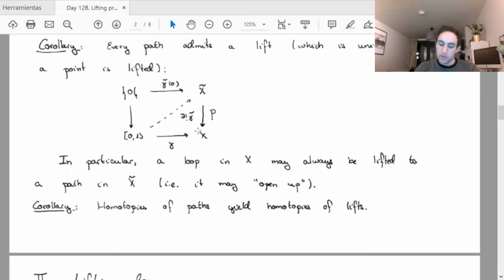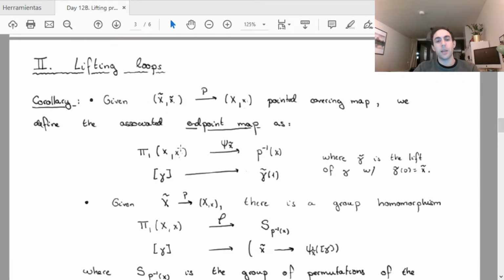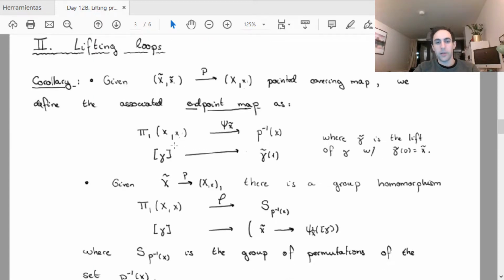All right, so let's go through some consequences of this. Basically, we're going to exploit this result to study pi1. In particular, we're going to relate how the pi1 of the covering space relates to the pi1 of the base space. All right, so let me explain the construction, and then we'll give it a name.